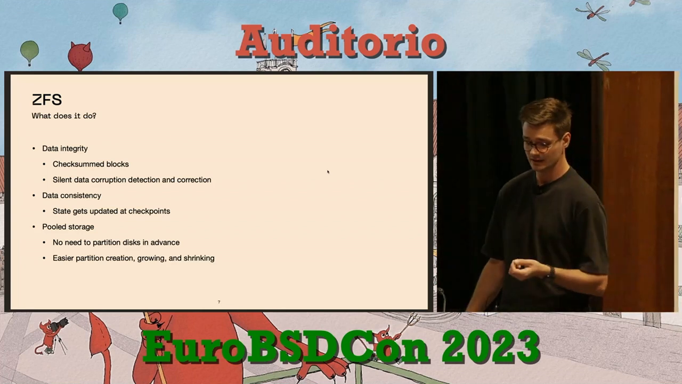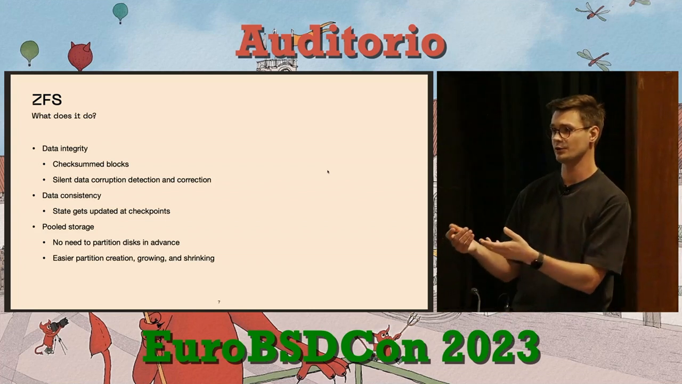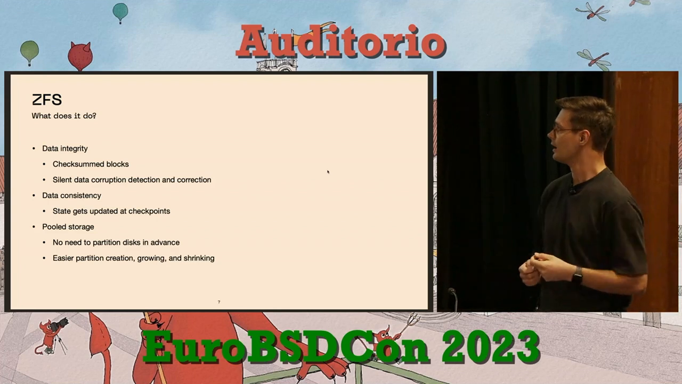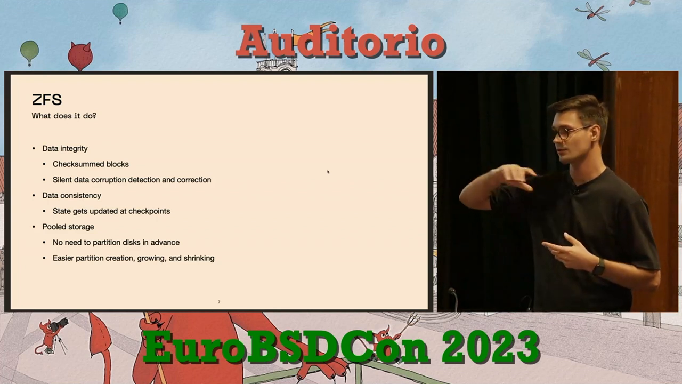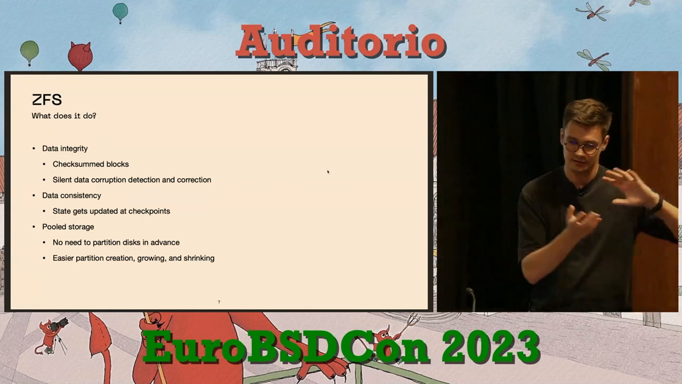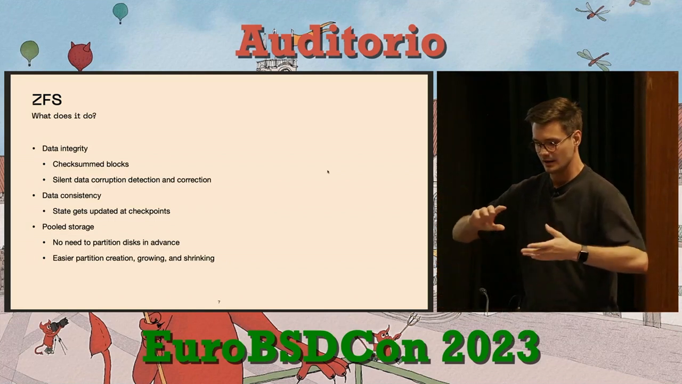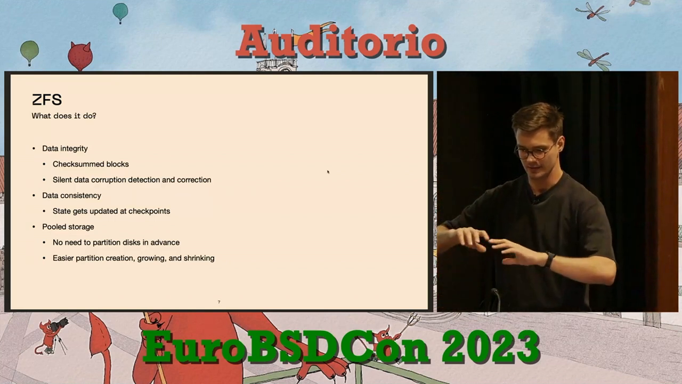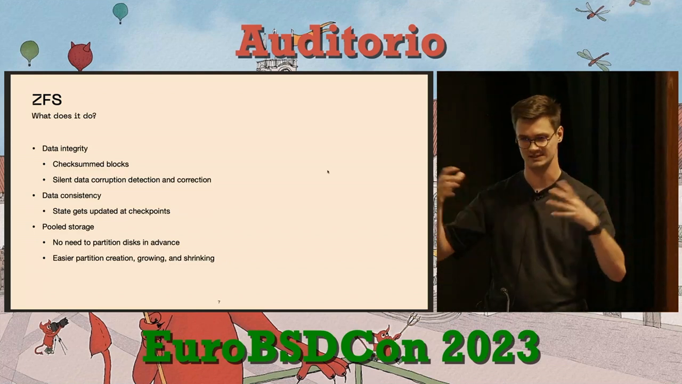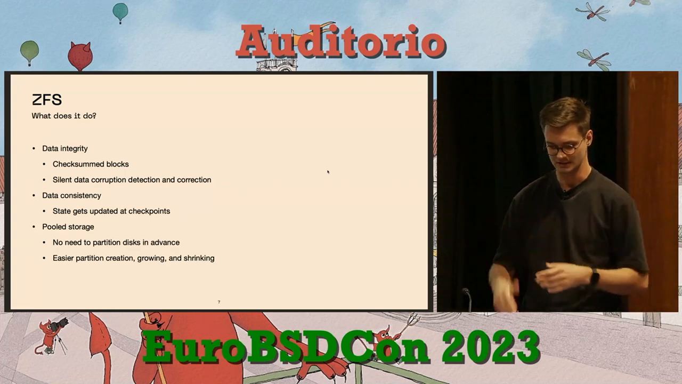It also offers data consistency. So even if your system crashes, you won't end up with a disk that is in an inconsistent state. Whenever you write to a disk in ZFS, your data is saved on the side and waits for the checkpoint to come. And when the checkpoint arrives, all your writes are made official. And now they are the new version of the state of what's happening on the disk. So you never have an inconsistency there.